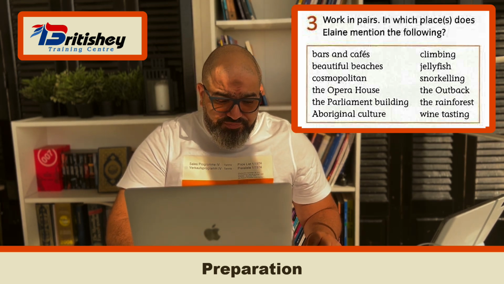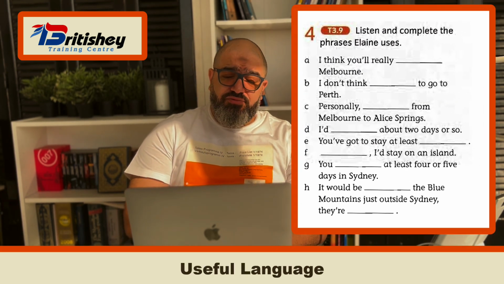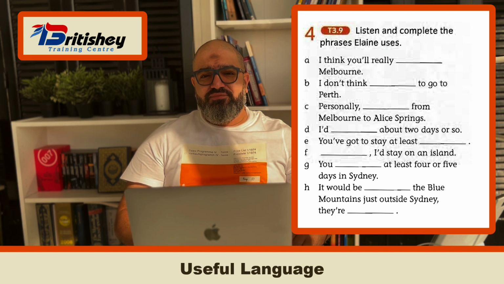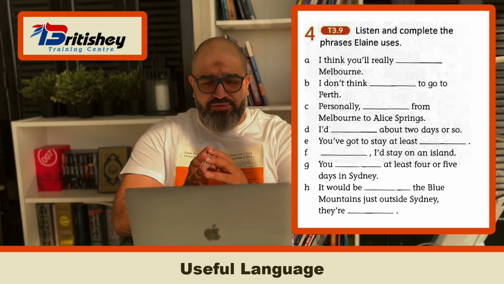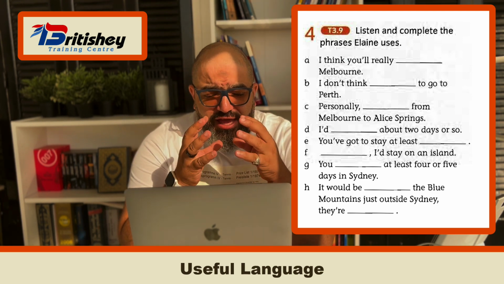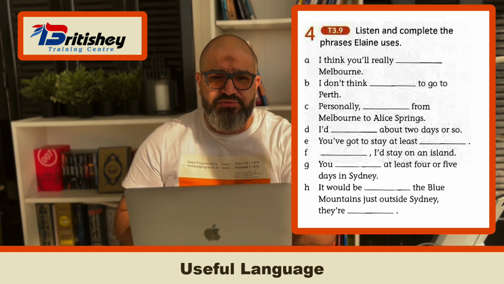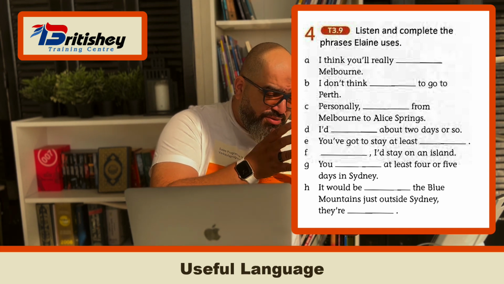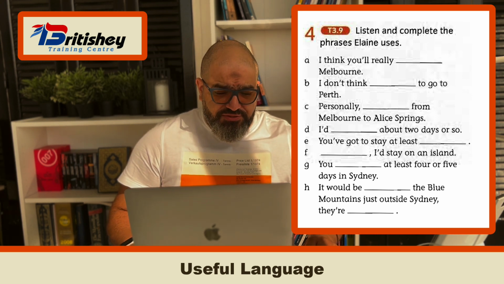Now let's go to activity number 4. And in activity number 4, it says, listen and complete the phrases Elaine uses. This is wonderful, because now we are taken from the preparation stage to the useful language stage. And look at how the question is phrased: listen and complete the phrases Elaine uses, because these phrases are important, and because these phrases will be later used by my students in the speaking task.